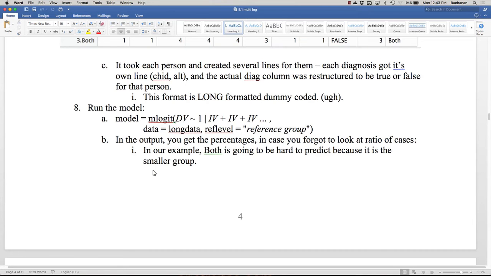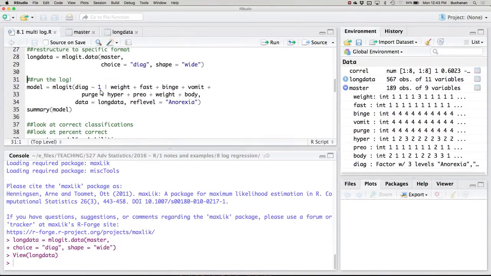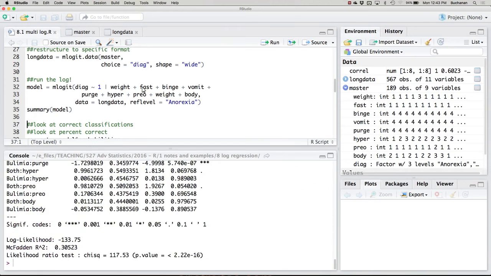And then you change the name of the IDs. So I've got my diagnosis is, give me an intercept plus weight, fast, binge, so all of these. Data equals dataset, okay, our new long data. And then ref level equals whatever reference you want. If I left that out, it would automatically give me the first one alphabetically, because it imported that way. But I included it so you could change it if you wanted to. That's all the weird new stuff. The rest of this should be moderately the same.